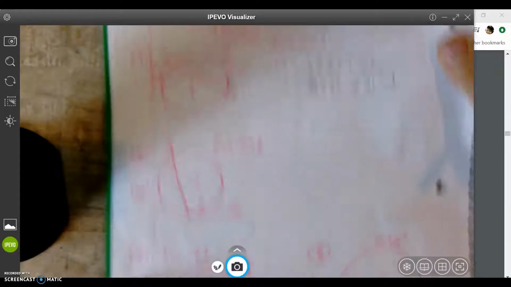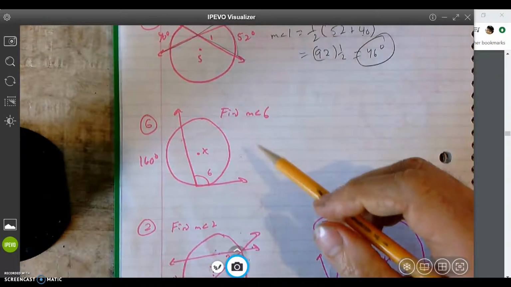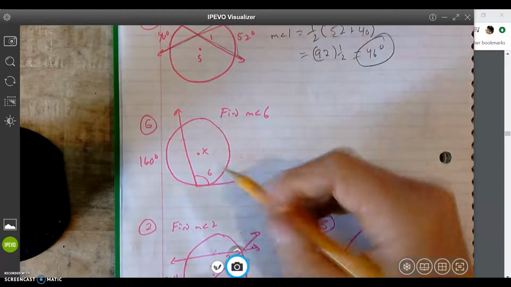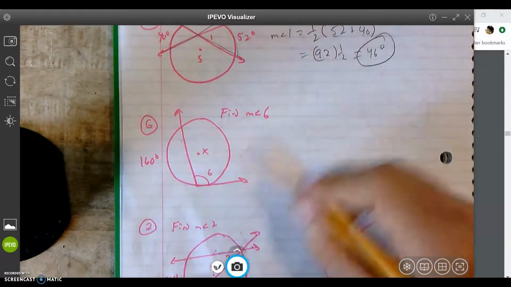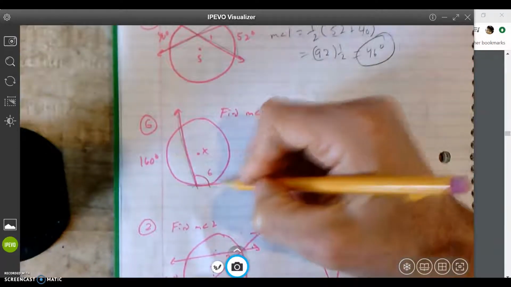All right, now I'm going to jump down to number 6. I'm going to go out of order. So I did number 1, now I'm going to do number 6. Okay, so on the measure of angle 6, because it's number 6. So here's my secant line and here's my tangent line.